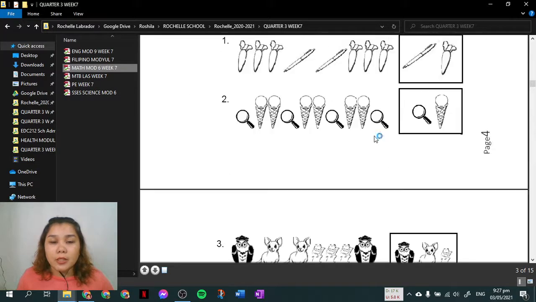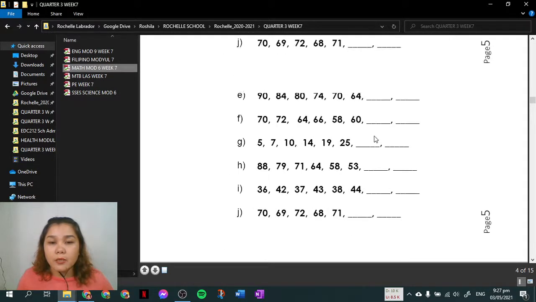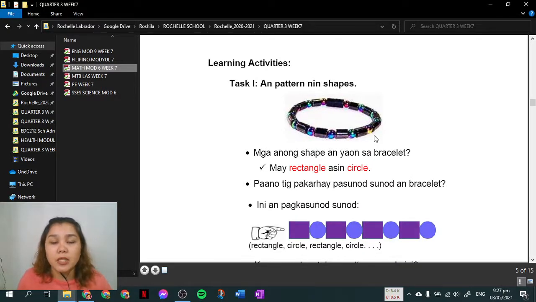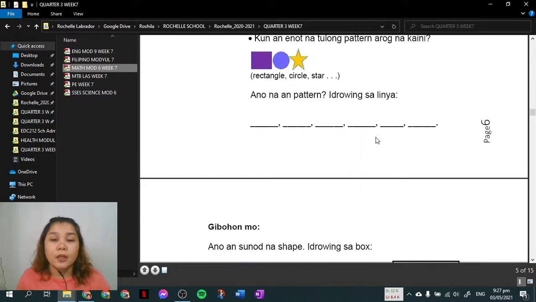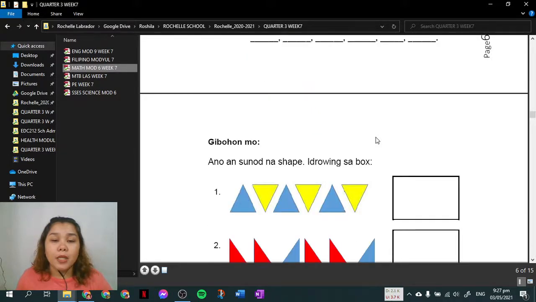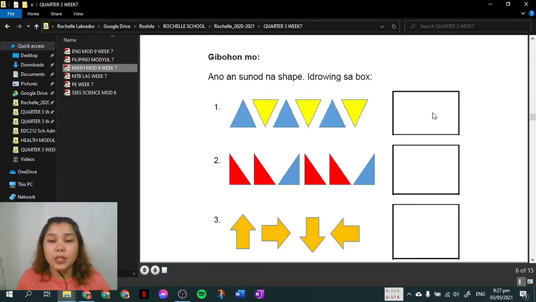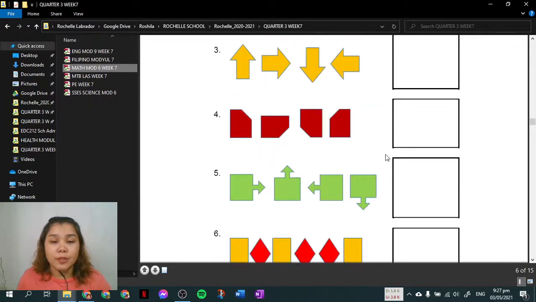So, pre-test, the same format, begins with a pre-test and then learning activities. So, may task 1. If the printout is in black and white, so just refer to this intro, or you can wait for the lesson video. So, yan. And then, gibuhon mo. So, anong sunod na shape, i-drawing sa box. So, please also include the correct color that will follow. So, yan.